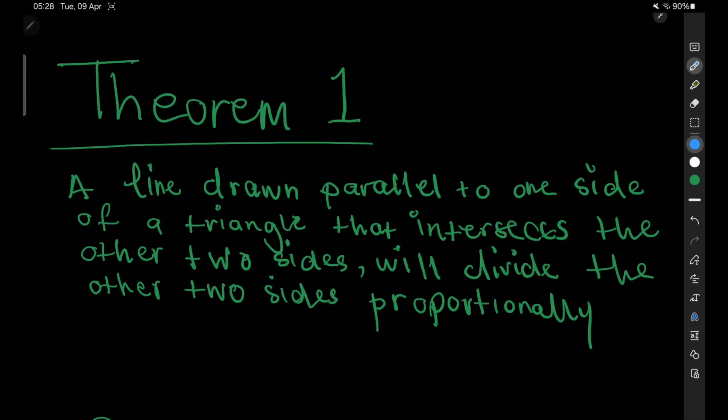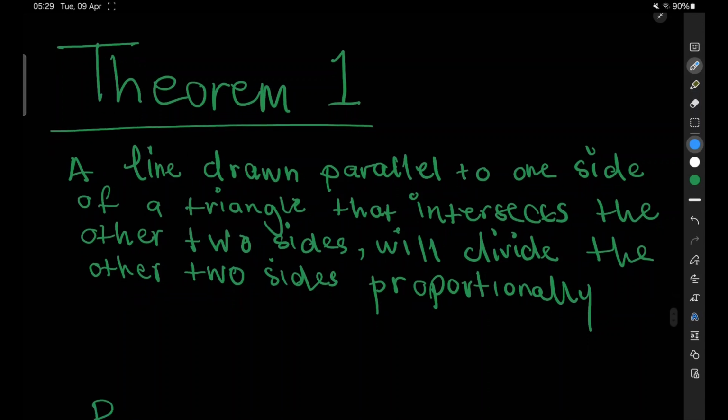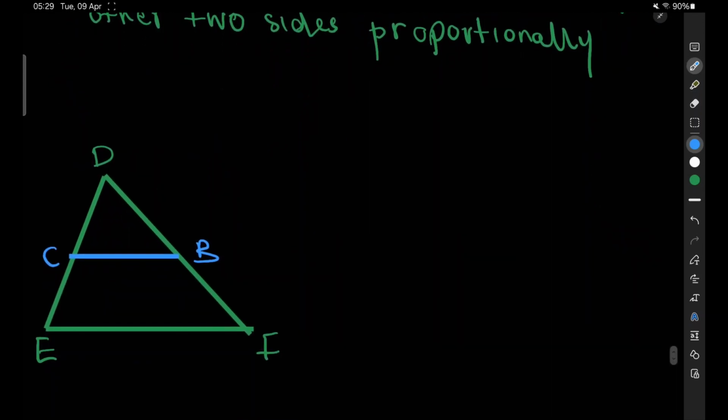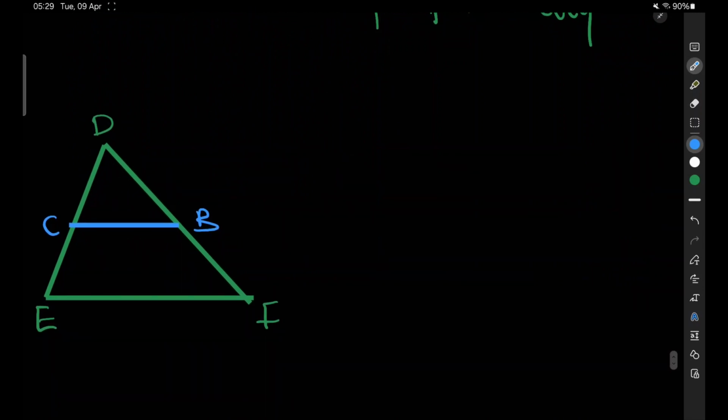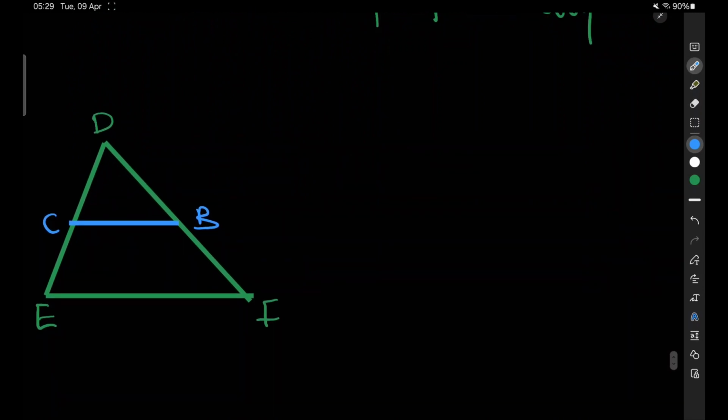So, the first theorem of proportionality says a line drawn parallel to one side of a triangle that intersects the other two sides will divide the other two sides proportionally. Okay, so now let's try to draw what that means, or to visualize that and see an example of how that applies.